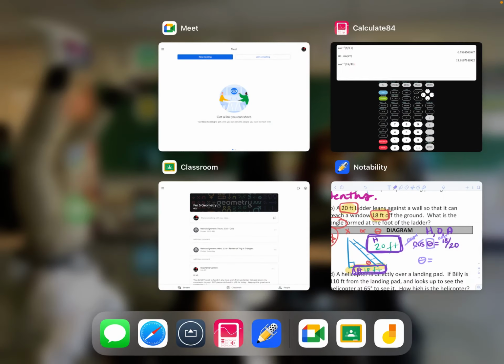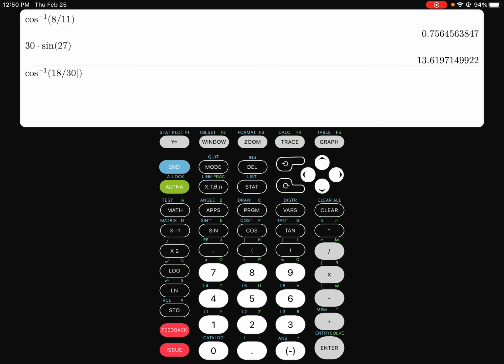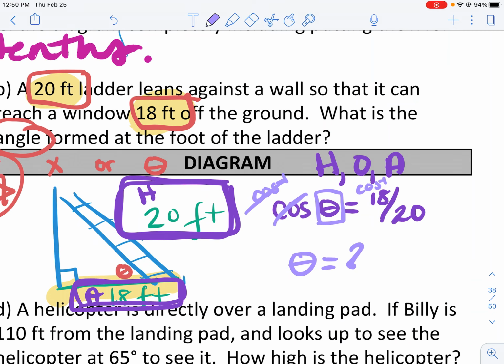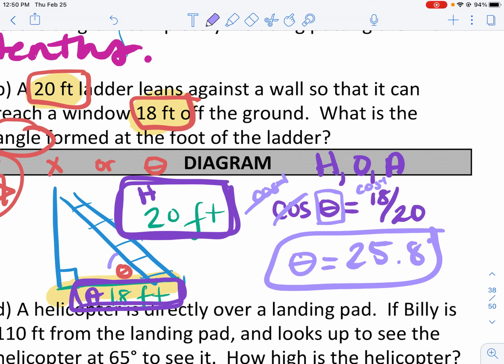Oh wait, was it 30 or 20? See, always good to check, my friends. Delete 20. And then enter. So it looks like 25.8. And again, ask yourself, 25.8 degrees. Does it make sense that this acute angle is 25.8 degrees?